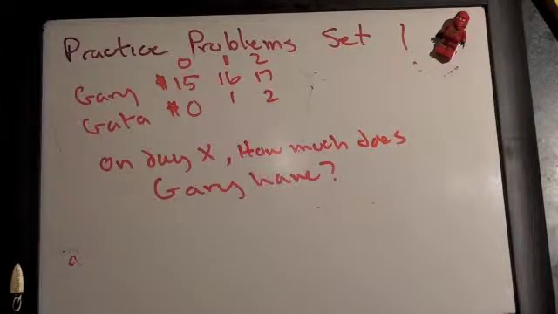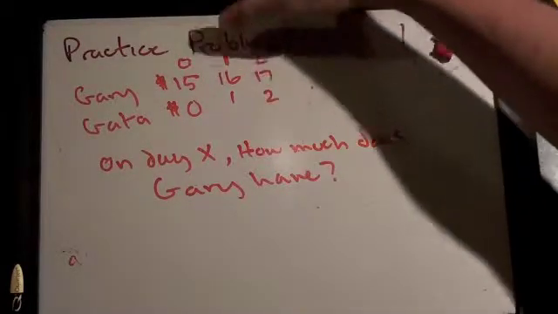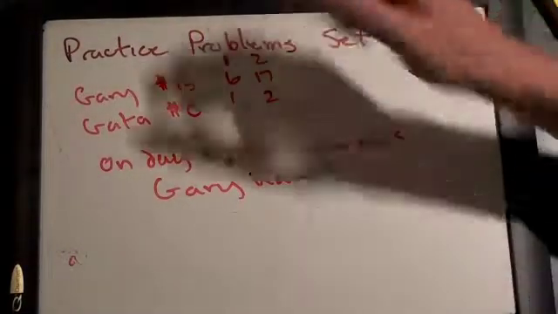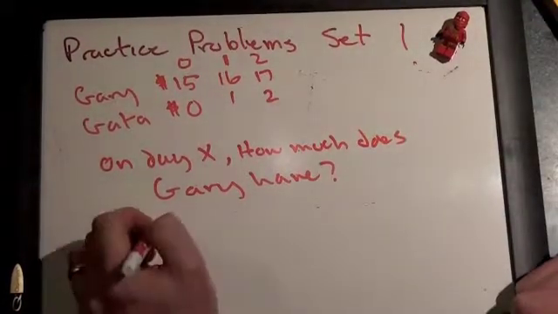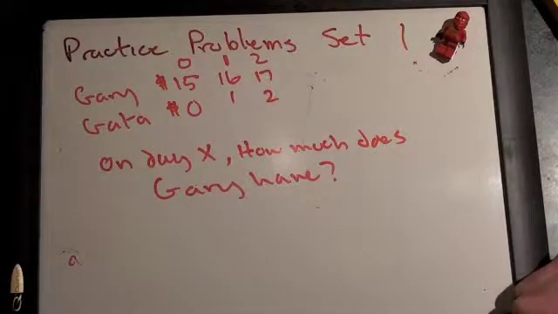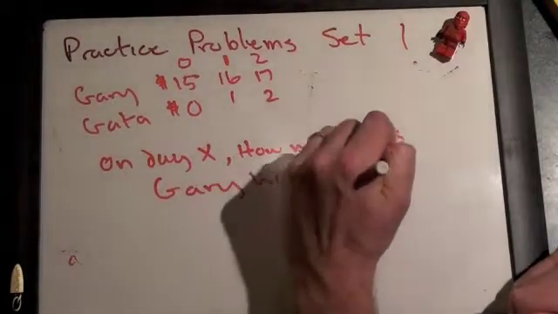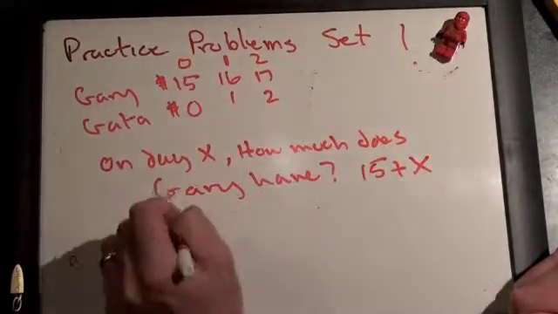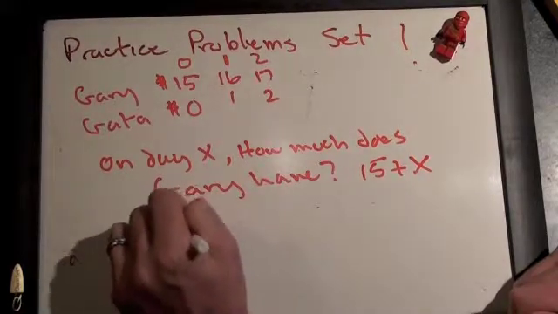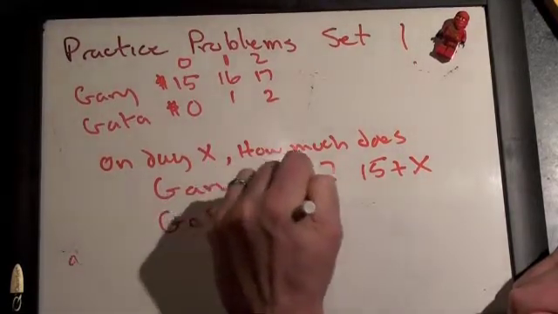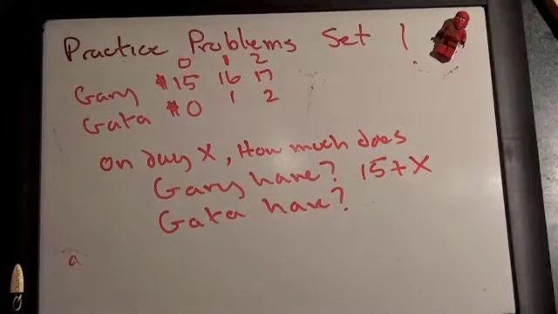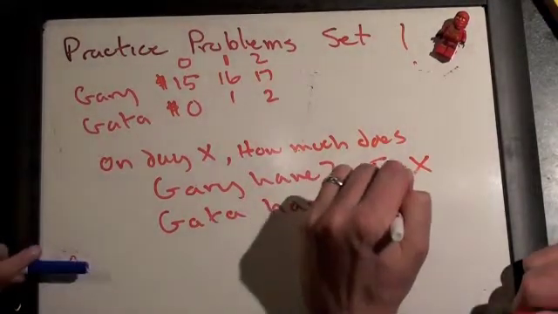If X days go by, how much extra money does Gary get? Gary gets X extra money. One day later he had 16, 1 more; 2 days later, 2 more. So on day X, Gary has 15 plus X. And on day X, how much money does Gada have? 0 plus X. That's exactly right.